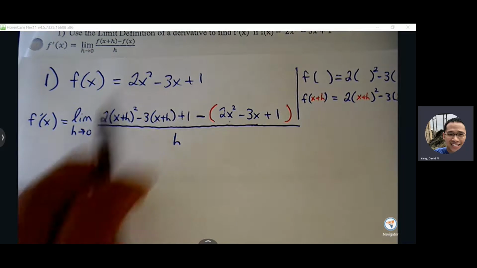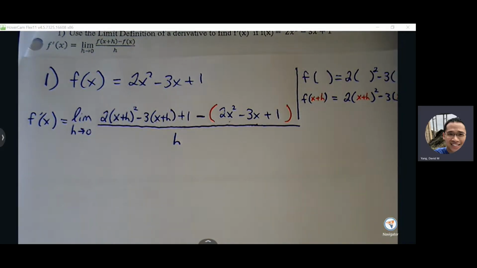Okay, so first things first, right? Now this becomes a limit problem that we can do algebraically. Replace all the h's with 0.